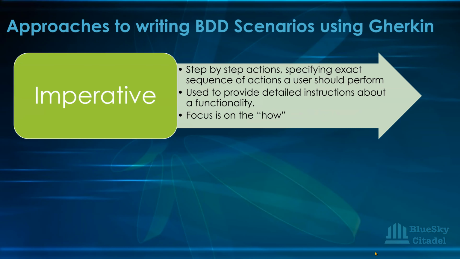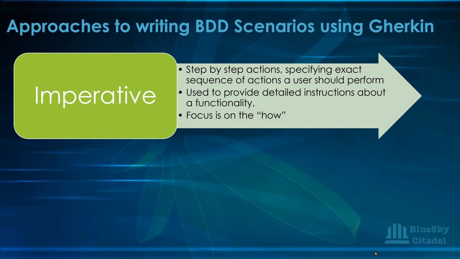So what is the imperative Gherkin? This focuses on describing the step-by-step action. Remember what I said earlier: Gherkin is step-by-step action, what needs to happen in each scenario. These two types of BDD scenarios, the imperative and declarative, are still types of Gherkin, but they differ in certain ways. Imperative Gherkin focuses on the how. It focuses on the how.